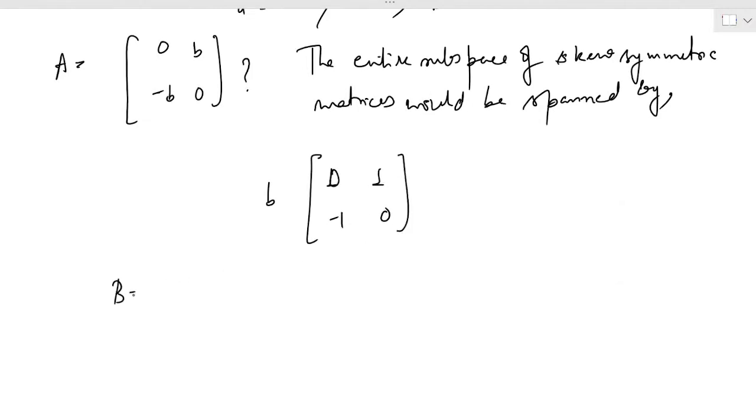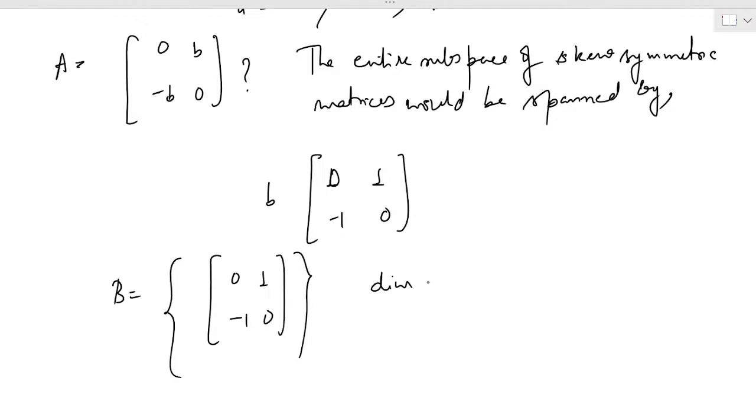So what would the basis be? The basis would only contain this single matrix. And what do you think I should write as the dimension? The dimension of such a space would be equal to simply 1. Is that clear?